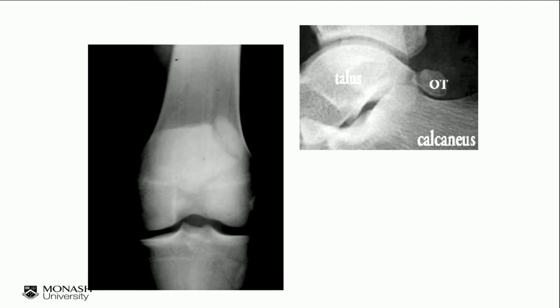And here's some of the normal variants on the knee, which can be incorrectly identified as a fracture. And this is a normal variant of a bipartite patella. And on the lateral of the ankle, this is an os trigonum and not an avulsion fracture, and again can be incorrectly identified as an avulsion fracture.